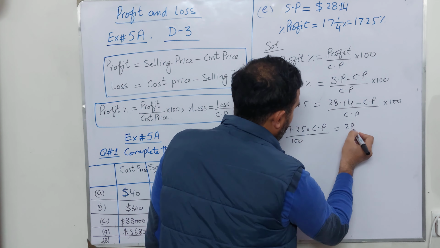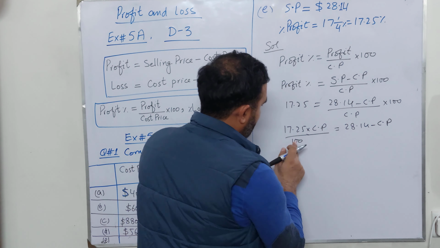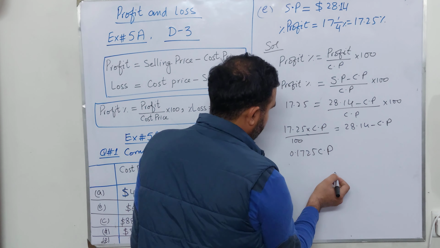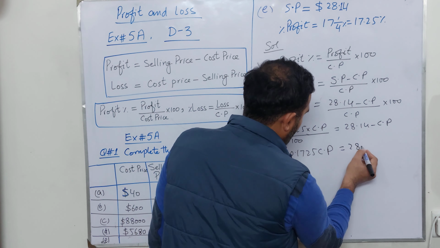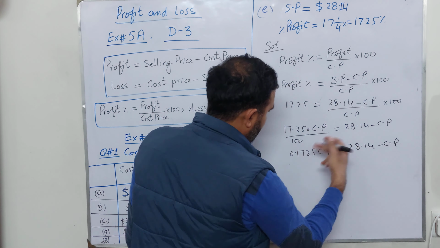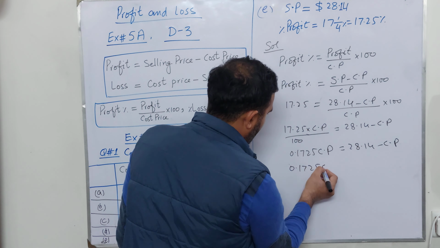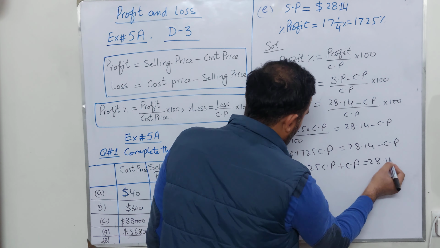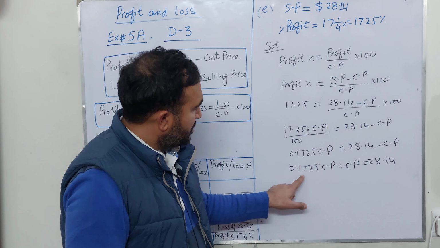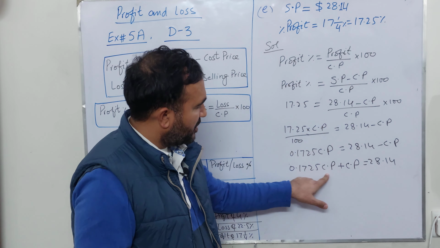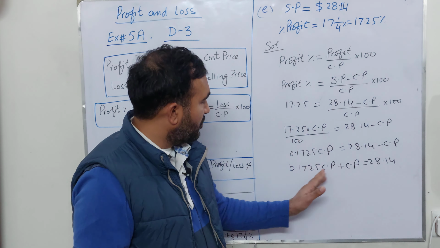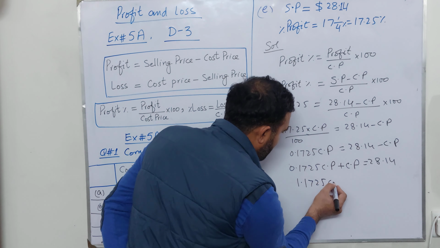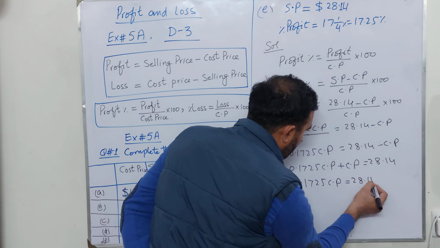So it will be 28.14 minus cost price. So divide by this, so we will get 0.1725 cost price, and it is equal to 28.14 minus cost price. So shift this cost price to this side, so it will be 0.1725 cost price, plus this minus will become plus cost price, is equal to 28.14. Add these two. This is 0.1725 cost price, and this is one cost price, right? So 1 plus this number, so it will be 1.1725 cost price is equal to 28.14.